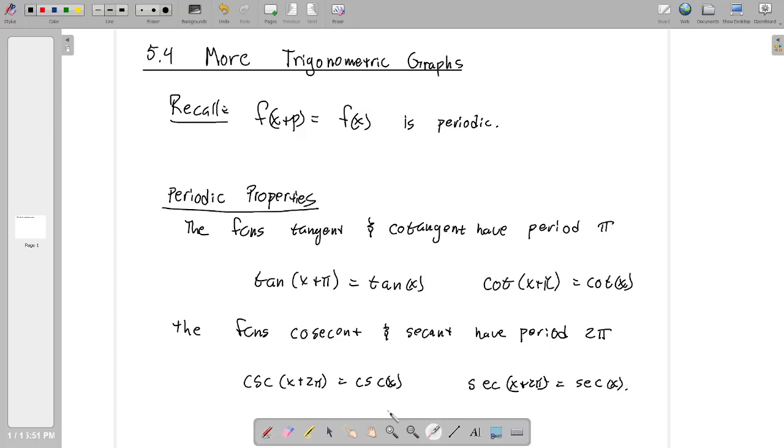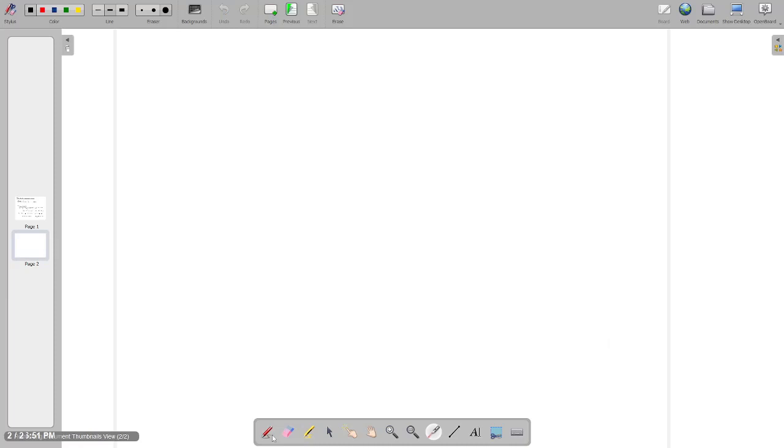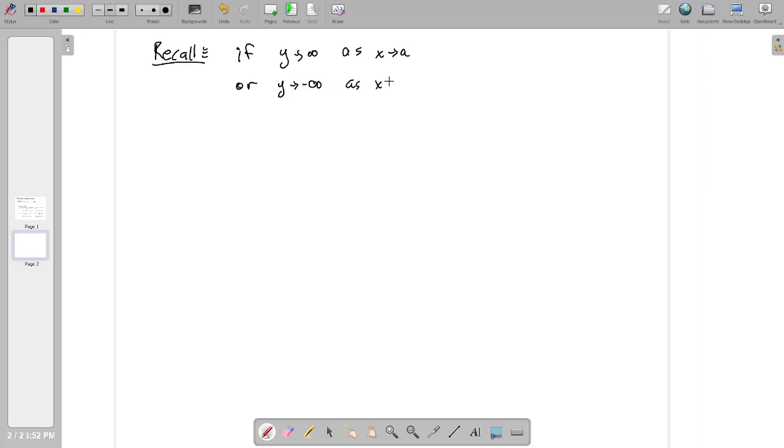Now we're going to look at cosecant and secant in a little bit. Right now we're going to focus on tangent and cotangent. But we need to look at some properties that these two graphs are going to share. So let's recall what a vertical asymptote is really quickly. If y goes to infinity as x goes to a, or y goes to negative infinity as x goes to a, then we say that x equals a is a vertical asymptote.